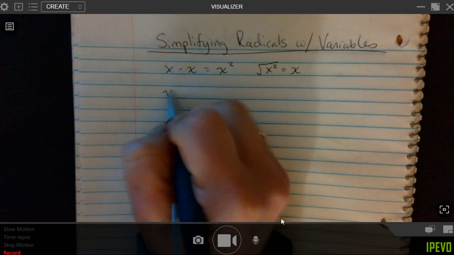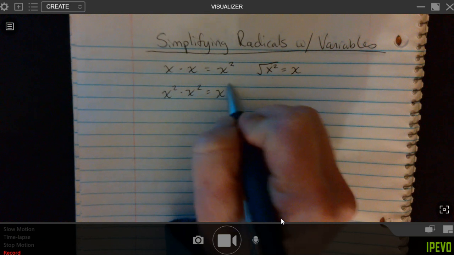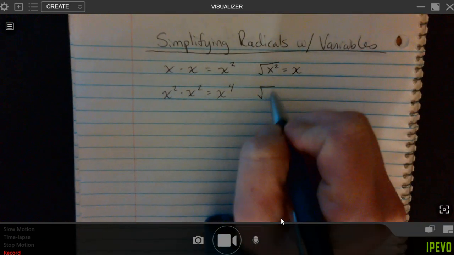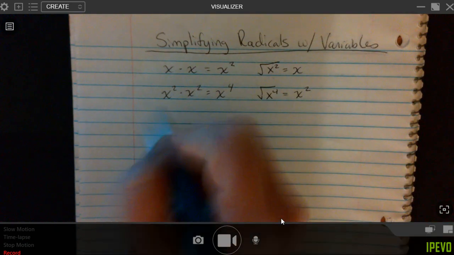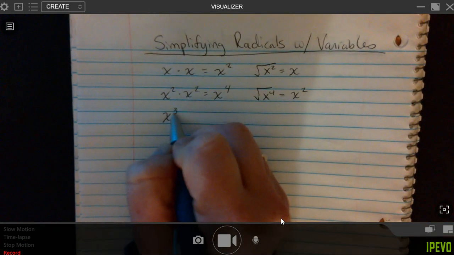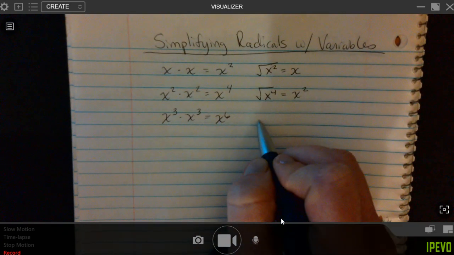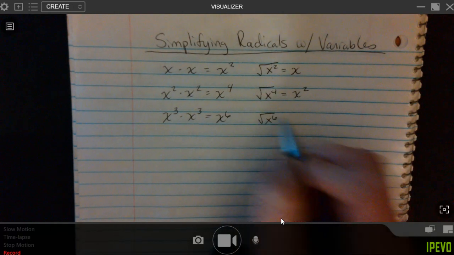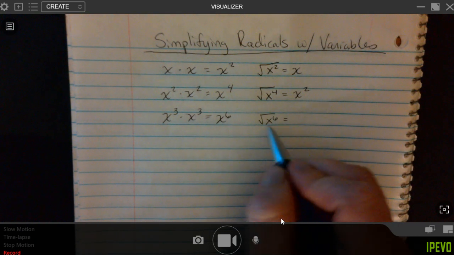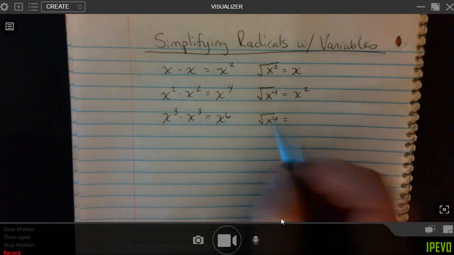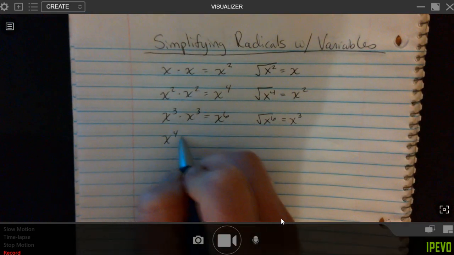So what if we did x squared times x squared? Well, that becomes x to the fourth power. So if I wanted the square root of x to the fourth, I get x squared. If we look at x cubed times x cubed, that is x to the sixth. If we're going to take the square root of x to the sixth, remember you're asking yourself what number times itself will give us x to the sixth. Or you can think about the square root undoing the squaring: x cubed. And one more, and then we'll move on.